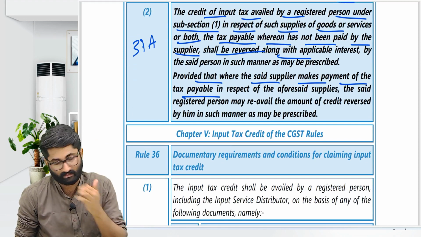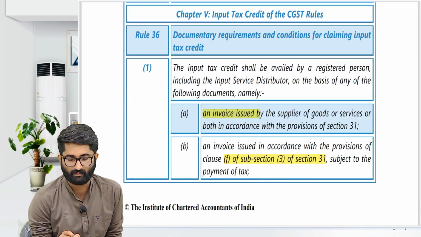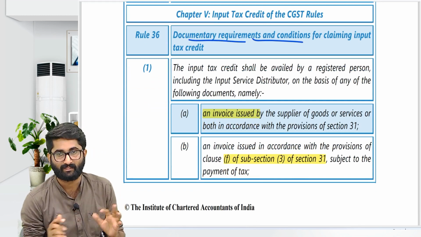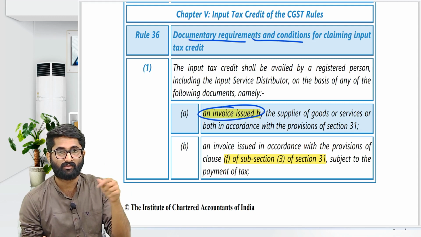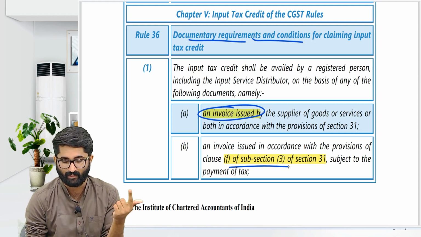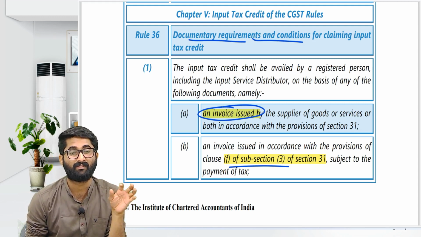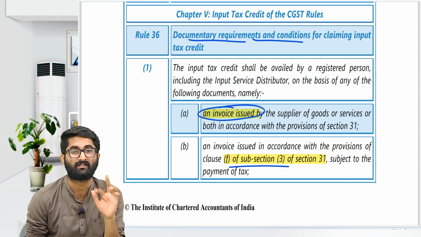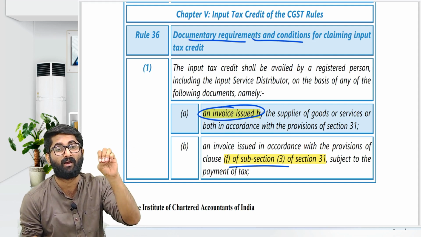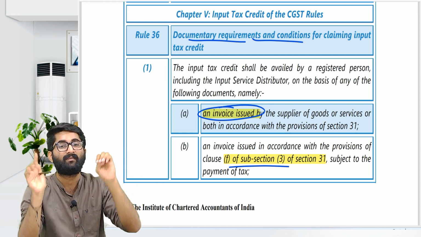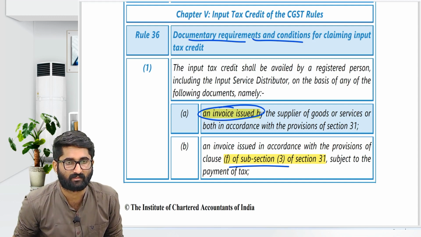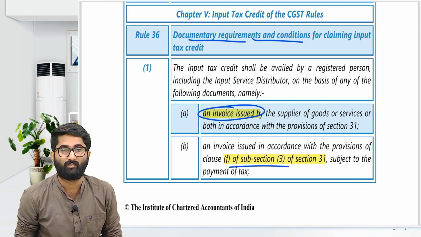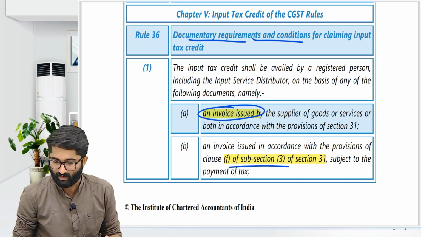So rule number 36. As per rule number 36, what are the documentary evidences which can be considered as tax invoice for taking the ITC? It can be an invoice issued by my supplier, I can take the ITC, and any self invoice. Remember section number 31 subsection 3 clause F. What is section number 31? Invoice. Subsection 3 conditions. Clause F, RCM versus RCM, S for self invoice. So if I purchase anything under RCM, then I will give the self invoice. Now I can take the ITC here.